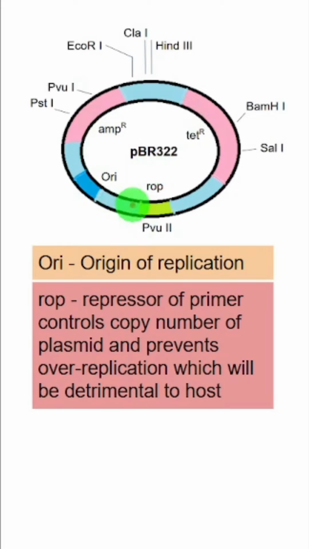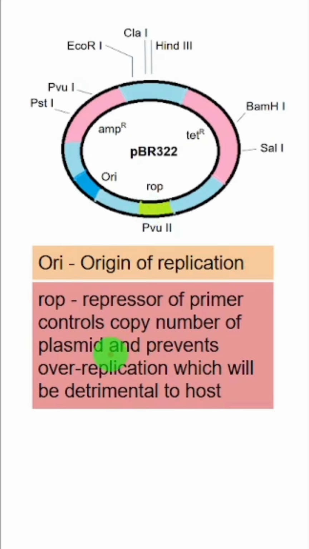So it has important regions. The first one is ORI, origin of replication. This is rich in AT, so it can easily open up and then start the replication process. ROP is the repressor of primer. This region controls the copy number of the plasmid.